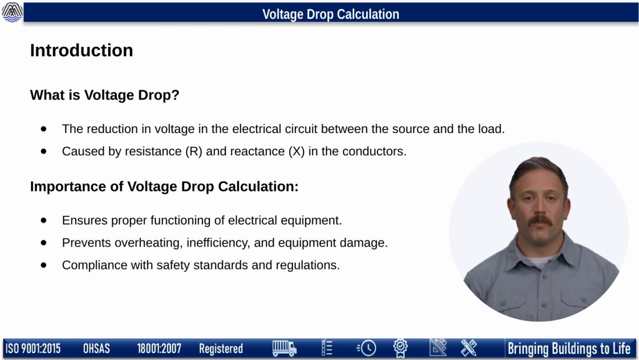Slide 3. What is voltage drop? Voltage drop occurs when electrical current flows through a conductor, causing a reduction in voltage between the source and the load. This happens due to the conductor's inherent resistance and reactance. Now, why is this significant? An excessive voltage drop can lead to equipment malfunction, inefficiency, or even overheating, issues we certainly want to avoid in our designs. Furthermore, ensuring compliance with regulations is a critical aspect of our work.